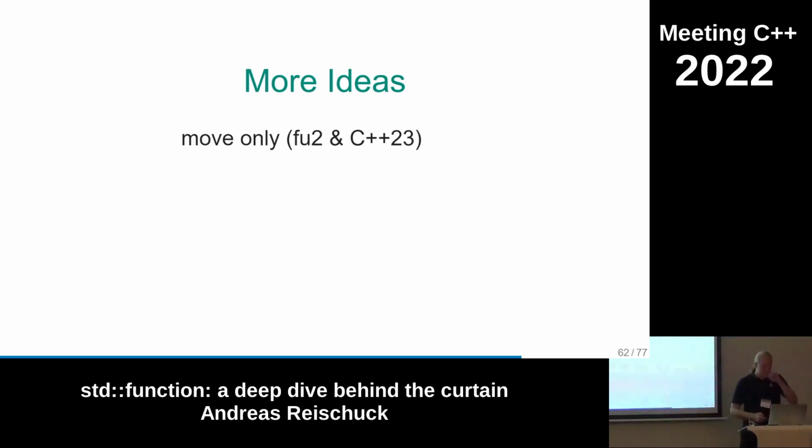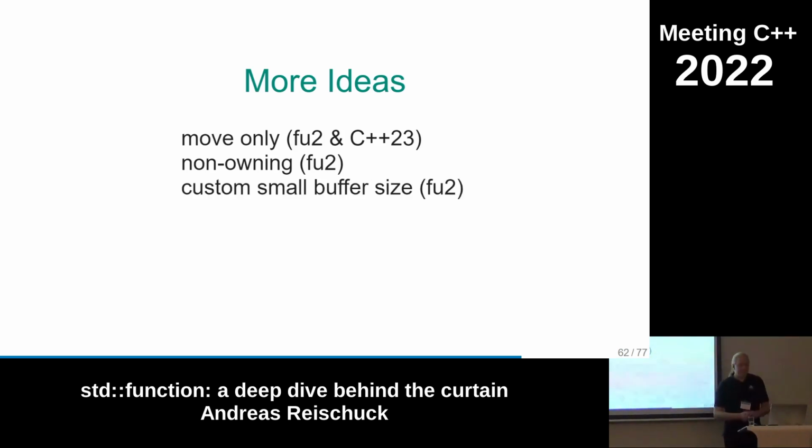Okay, then more ideas. There's the move-only, which is also implemented by function2 and by the C++23 standard. We'll have a look a bit more into detail how this works. Then there's the idea about non-owning function objects. So instead of owning the callable, we can also have a pointer to the callable or a reference, depending how you see it. Then you manage the lifetime of the callable somewhere else and have just a reference. There were also a lot of proposals for the standard for that, but so far I think none got through.